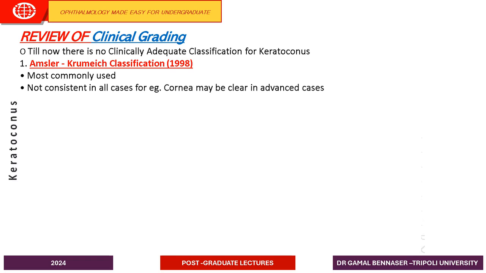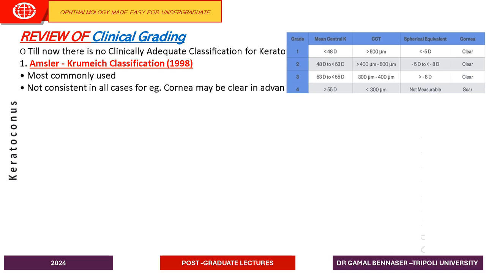This is one of the most commonly and widely used, and the disadvantage of this system is that it is not consistent. In the classification, for example, he classified into grade 1, grade 2, grade 3, grade 4 based on the keratometry reading, the central corneal thickness, and also the refraction and the clarity of the cornea. However, sometimes you find advanced keratoconus with advanced K reading but a clear cornea, or early keratoconus with high refractive errors, so that you cannot know whether to put it in stage 1, stage 2, or stage 3 and so on. So this is one of the main disadvantages of the Amsler-Krumeich classification.